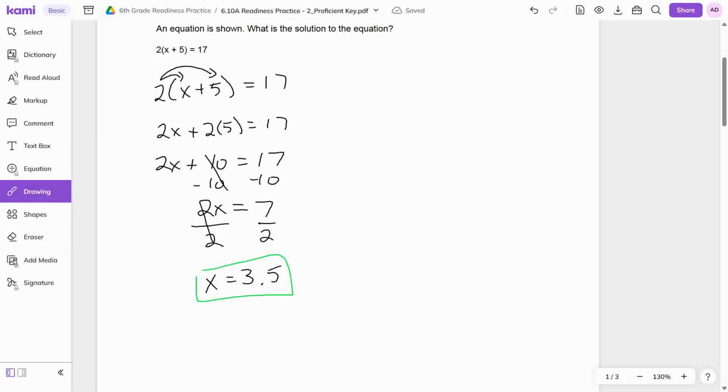But you don't have to take my word for it. Always use substitution to check your work. So I'm going to substitute in my 3.5 where the x was back into the original equation. So this is 2 times 8.5 equals 17. And 2 times 8 is 16. 2 times 0.5 is 1. 16 plus 1, you get your 17 equals 17. So we are good.